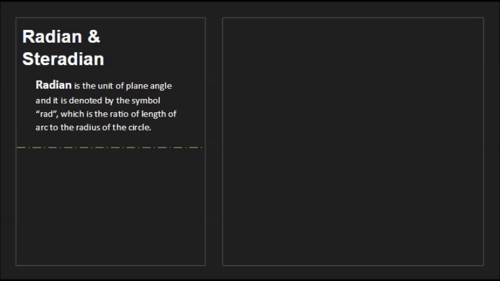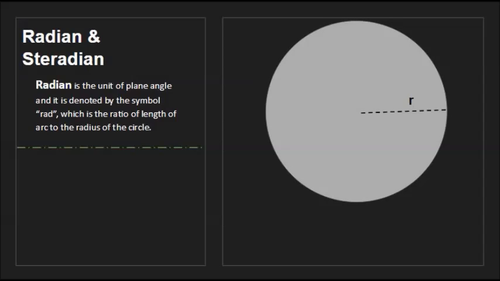Now, let's go and learn something about radian and steradian, which are the 2 supplementary units in SI system, other than the 7 basic units, which are for plane angle and solid angle. Radian is the unit of plane angle. Consider a circle of radius r. If an arc of length equal to the radius of the circle is drawn on the circumference of the circle, then the angle subtended by that arc at the center of the circle is called a radian.